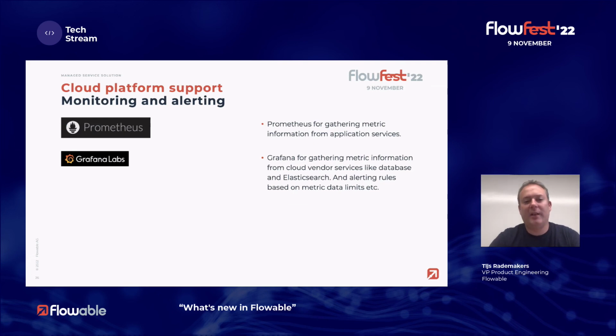And then on the monitoring and alerting part, we use Prometheus to gather all the metrics from our application services. So from Flowable Work, the environment running that, Design, Control, to have a good overview. But interestingly, for things like a database that's running on AWS or on Azure, for those where you use the services of the cloud vendor, it's not easy to do that only with Prometheus. So we also added Grafana to that, to also collect that information and use that to send out alerting information.